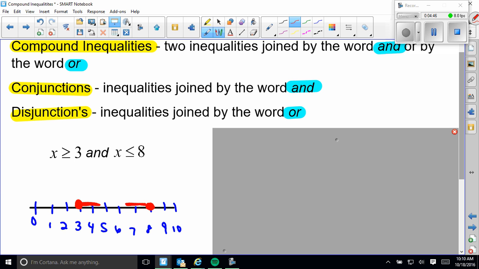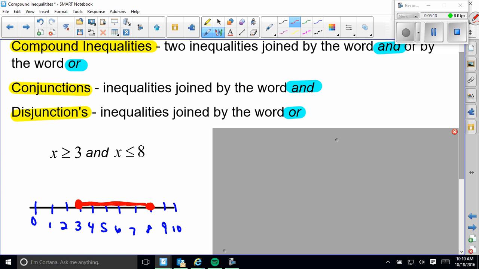You can see that these two lines are facing each other. They're going towards each other, so we can connect them. That means for an answer to be a solution to this inequality, it has to have a value between 3 and 8. So it could be 3, 4, 5, 6, 7, or 8, or anything in between those numbers.